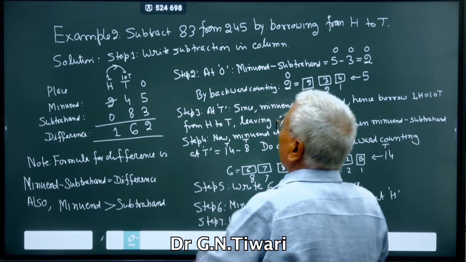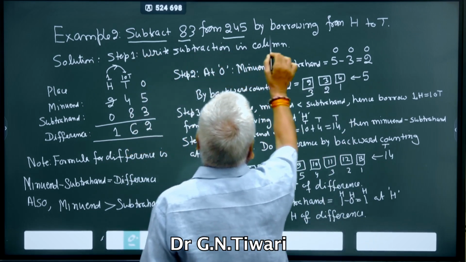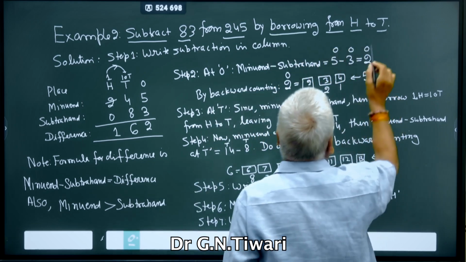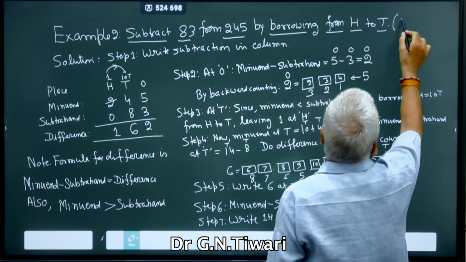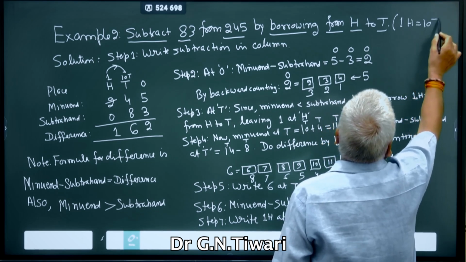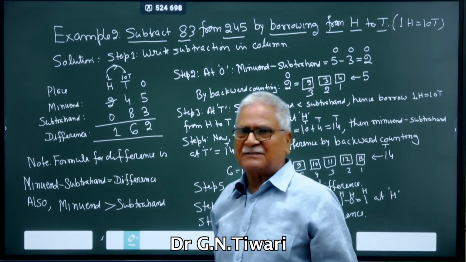Now here, subtract 83 from 245 by borrowing from H to T. And be careful: if you are borrowing 1H, it is equal to 10T. This I have already spoken about recently.